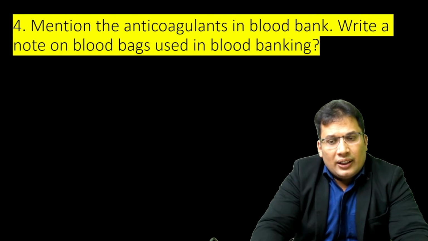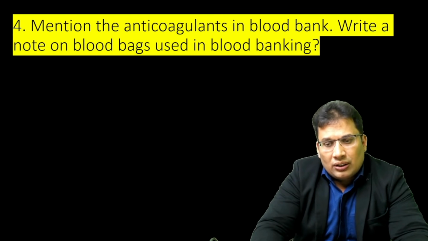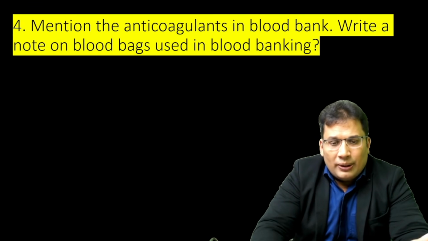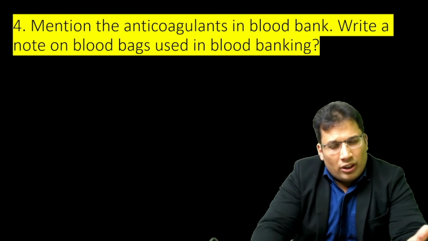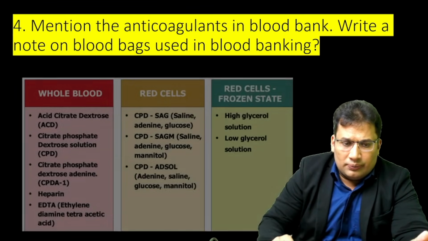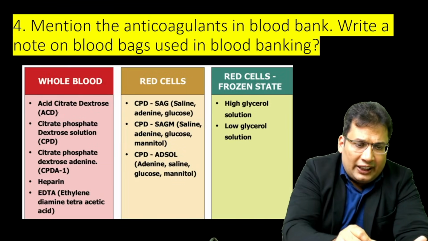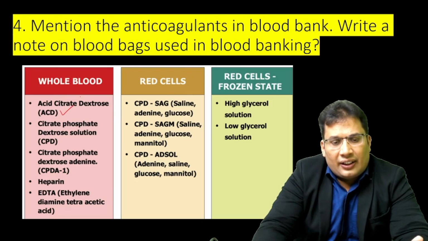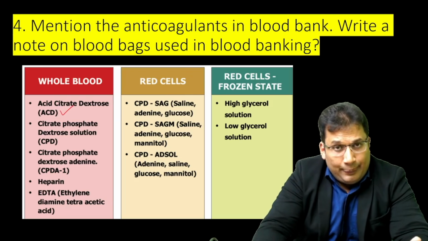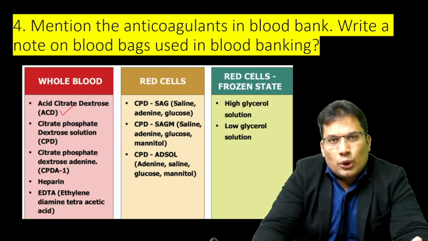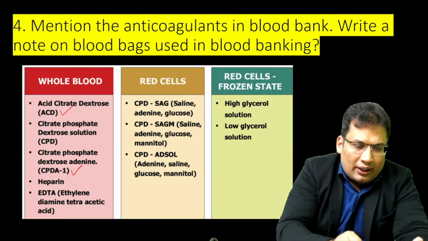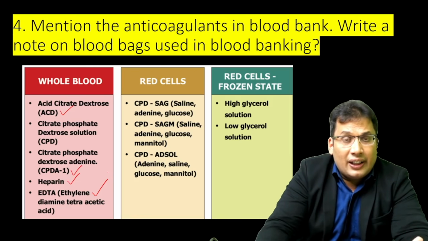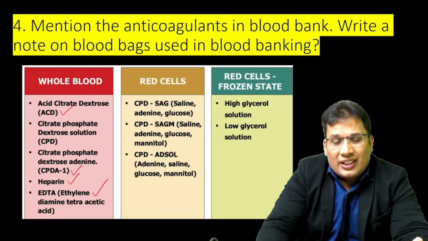Mention the anticoagulants in blood bank. It carries 2 marks. Write a note on blood bank, used in blood banking basically. So mention the anticoagulants, maybe 2.5 and 2.5. For whole blood we use ACD, that is acid citrate dextrose, or CPD, that is citrate phosphate dextrose solution, citrate phosphate dextrose adenine, CPDA-1, heparin, and EDTA. What is EDTA? Ethylenediaminetetraacetic acid.